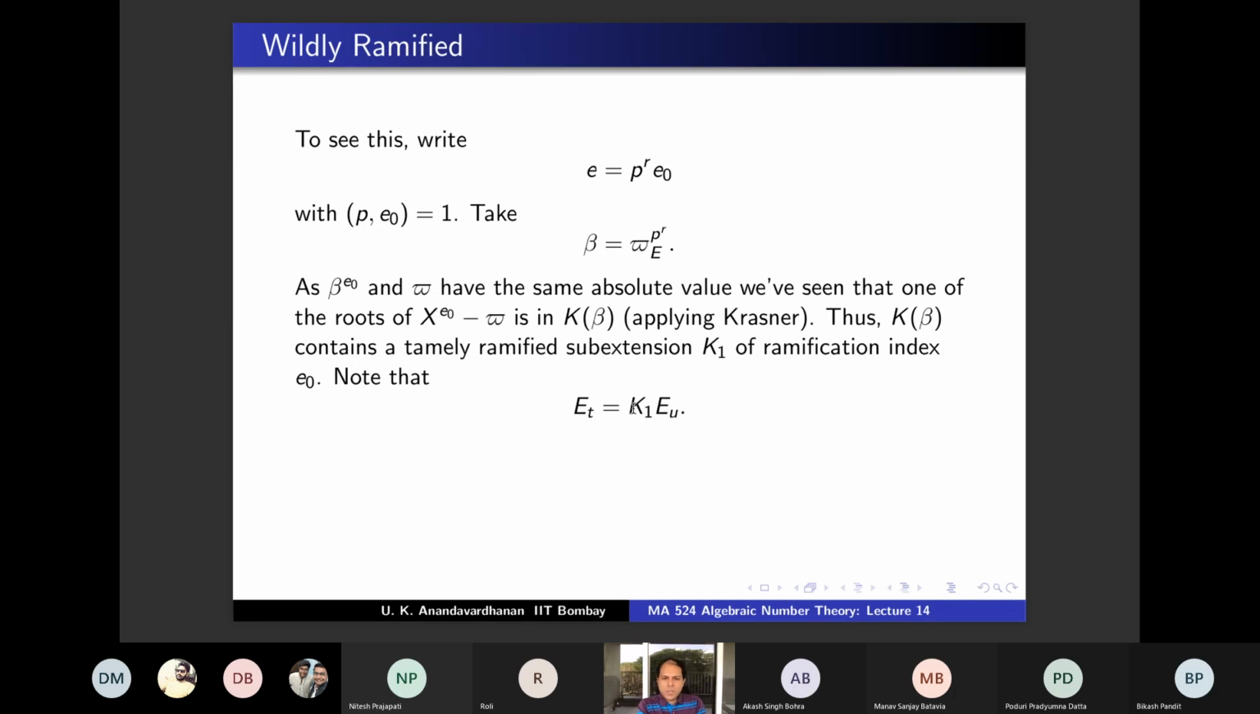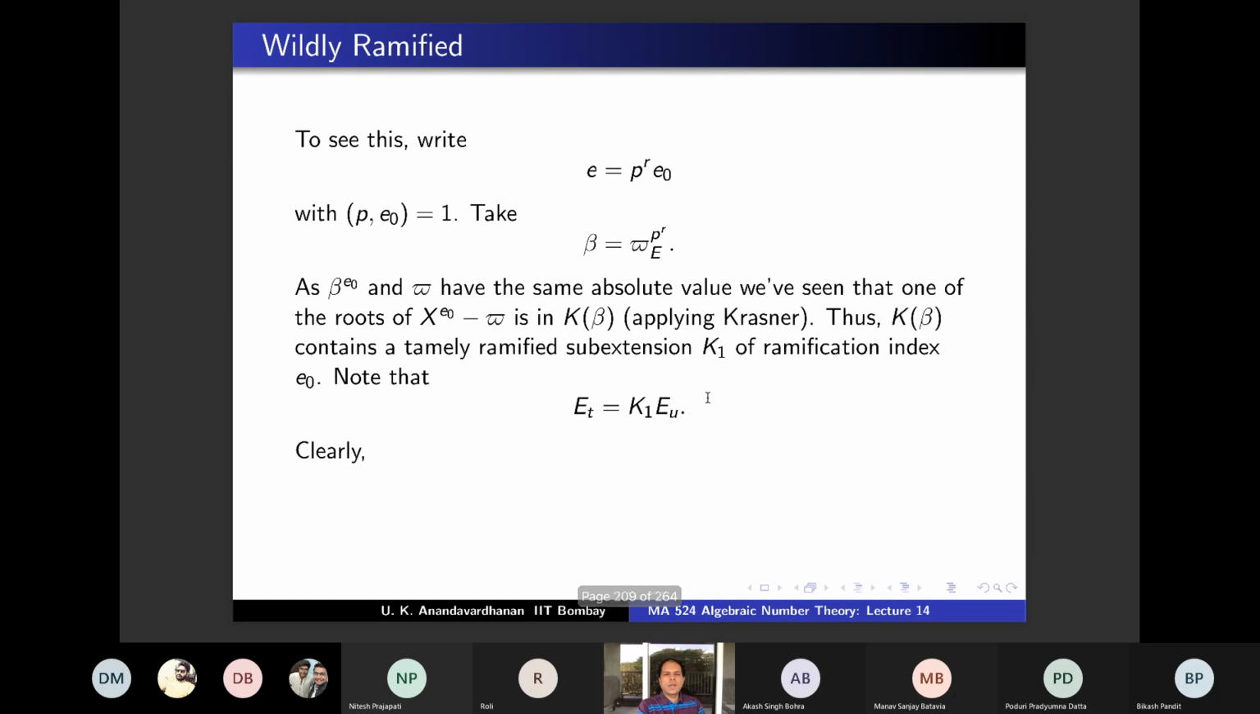Now it is easy to see that the compositum of K1 and the maximal unramified extension is the maximal tamely ramified extension. Why is that? Because you have already got a tamely ramified extension of ramification index e_0, that is K1. So if there is anything above this which is tame, either it is unramified, that cannot be true because unramified is contained inside this. If it is ramified, that ramification index has to divide e, but e_0 is already taken care of in K1. So it has to be divisible by p, but then it's not tame. So the maximal tamely ramified subextension is K1 times E_U, the compositum.